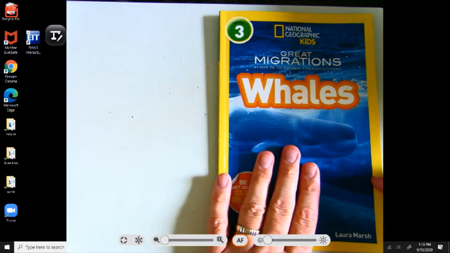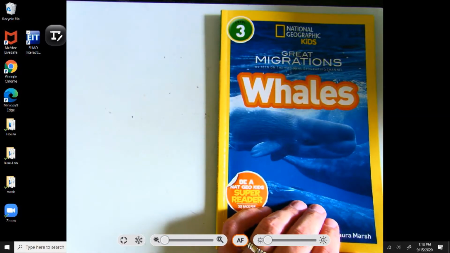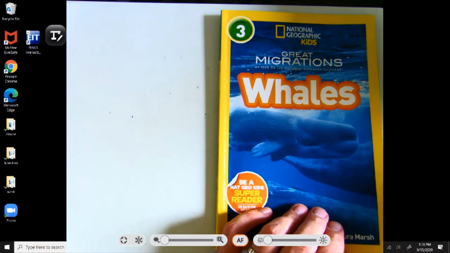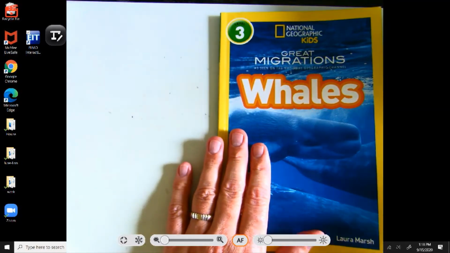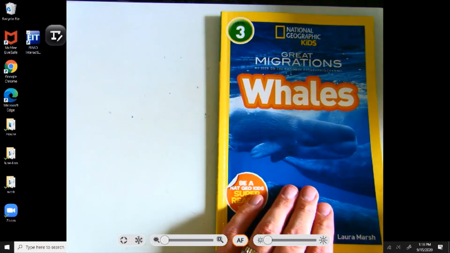All right, scholars, make sure you have your whales book in front of you. We're going to read pages 4 to 23. So I'll be showing it up on the screen here from the video, and you follow along in your copy.